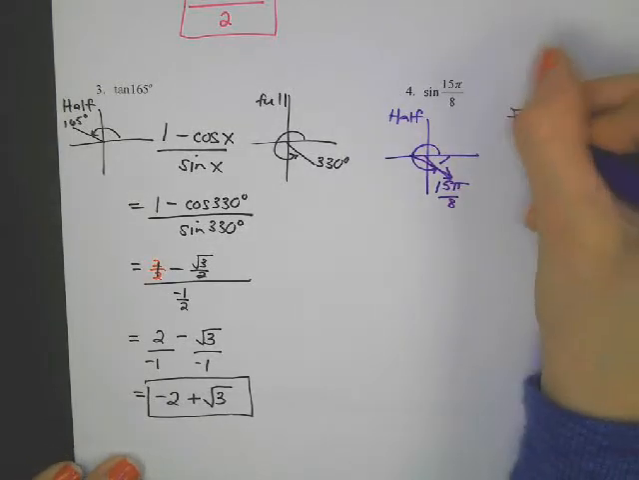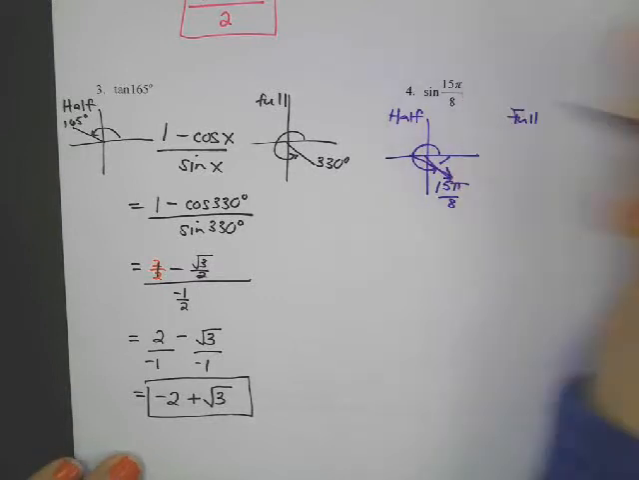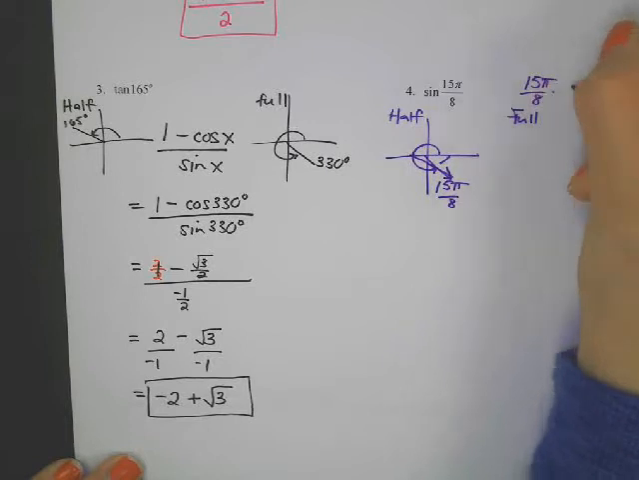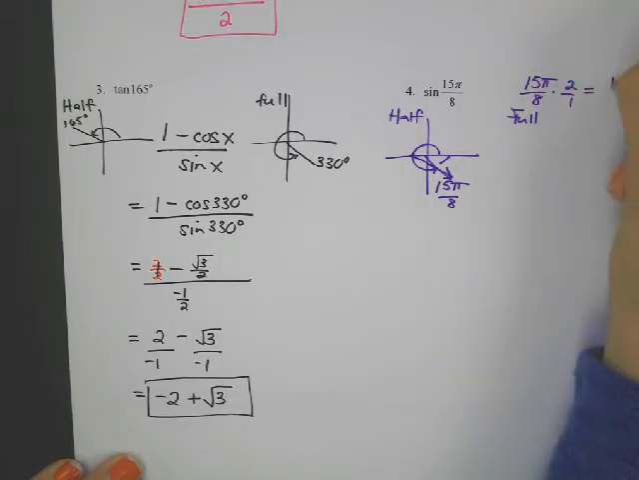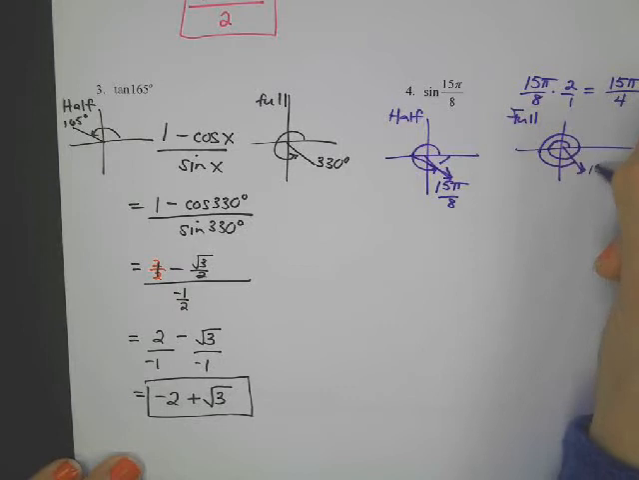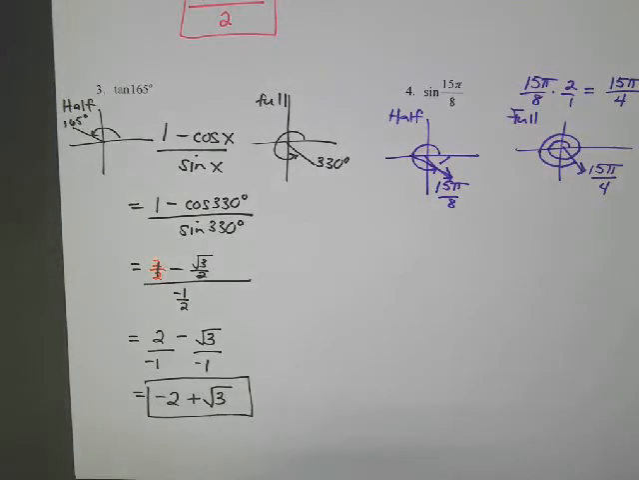Now, where's the full angle? What's 15 pi over 8 times 2 if I double it? That's going to be 15 pi over 4. Ooh, okay, so let's try to find the full. 4 out of 4, 8 out of 4, 12 out of 4, 13, 14, right here in quadrant 4. 15 pi over 4. So the half is there and the full is there.